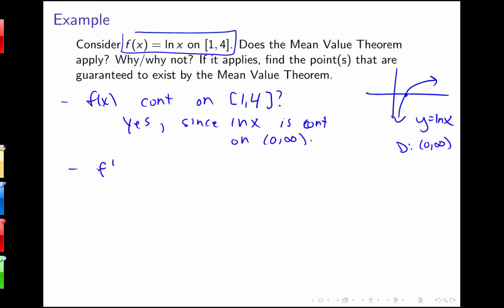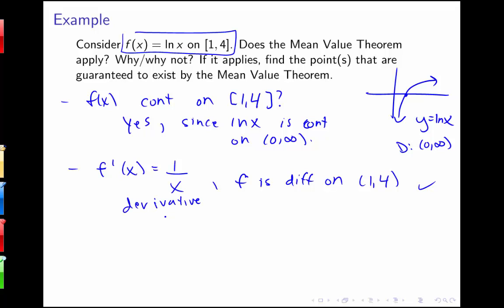Well, I need to look at the derivative. So the derivative of the natural log x we know is 1 over x. So is natural log x differentiable in this interval? Yes. So f is differentiable on the interval from 1 to 4, since the derivative does exist at all x in that interval. Okay, so those are the two conditions for my mean value theorem, so I can go ahead and find the points that are guaranteed to exist by the mean value theorem.